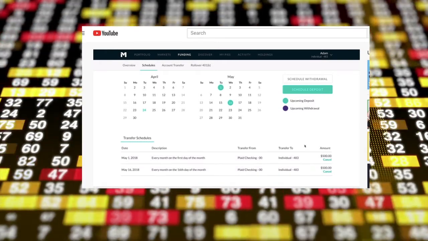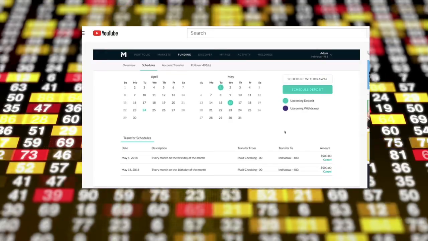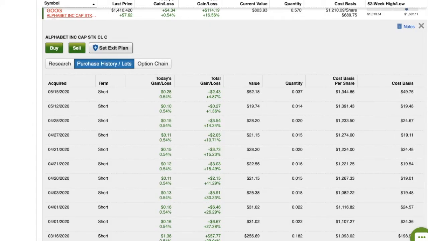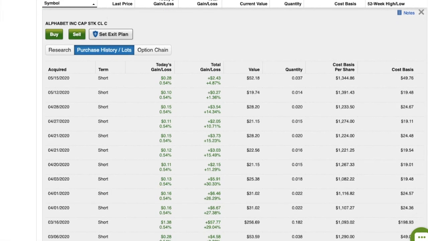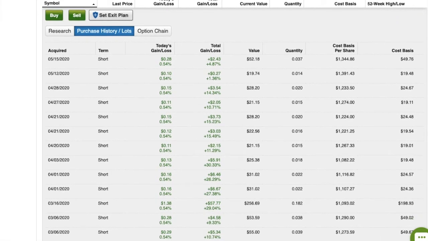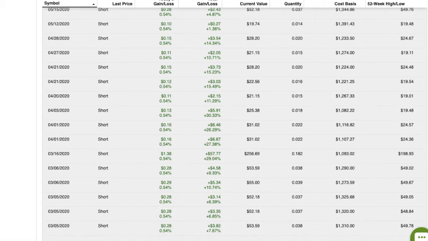I know we can't really time the market, and we shouldn't, but it doesn't mean we can't take advantage of certain market movement. That's why I've been using Fidelity to make up for what M1 Finance is missing.